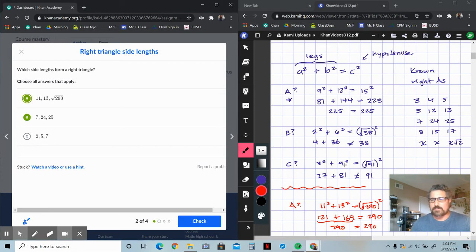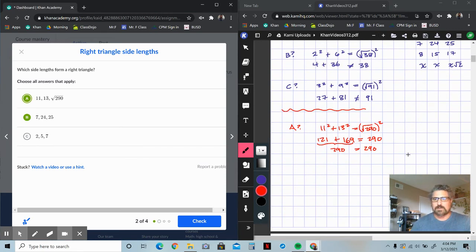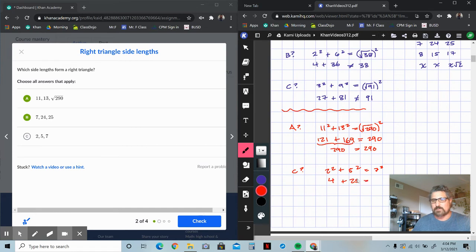For the 2, 5, and 7, let's look at that one. So 2, 5, and 7 is something we're going to investigate. So 2 squared plus 5 squared, is that equal to 7 squared? So that's going to be 4 plus 25. Is that equal to 49? And obviously that's not going to work because that's 29 equal to 49. And last time I checked, 29 is not equal to 49, right? So that's a no. So the only ones that work are the first two.